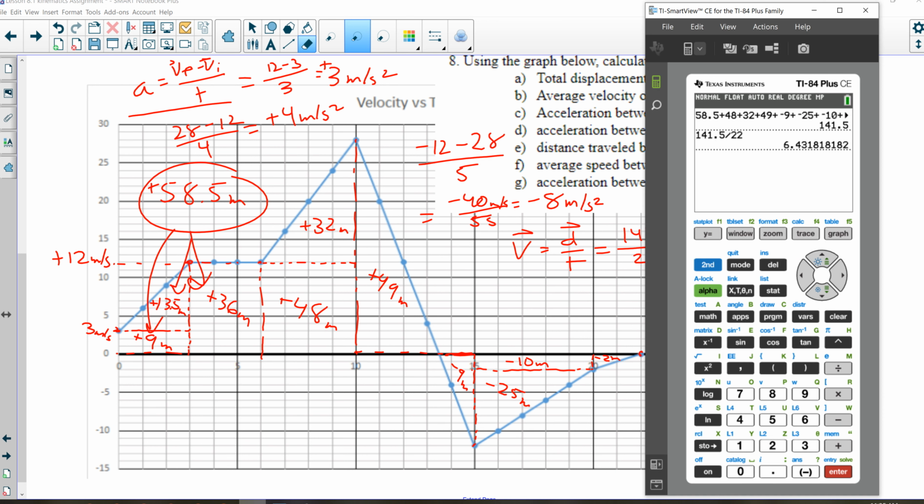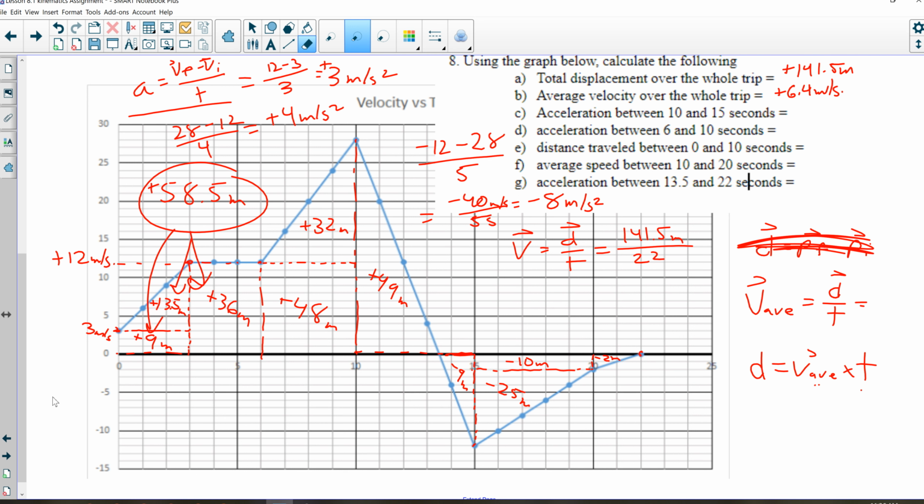Okay, so back to my 58.5. I'm going to add on the 48 and the 32, so that's 8 plus another 80. It would be 138.5 meters for that one.